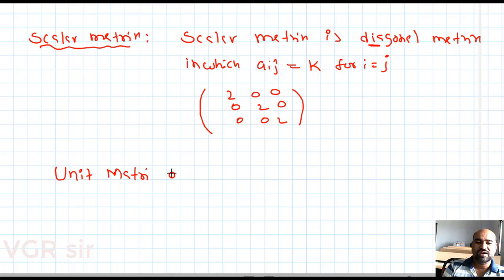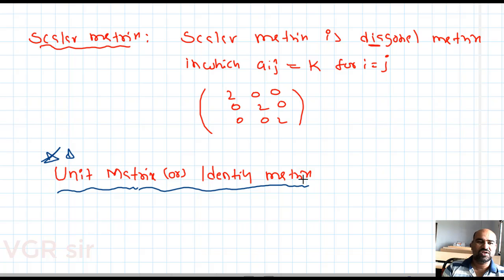Identity matrix. Very important matrix, this one. Unit matrix or identity matrix. Okay, same. A unit matrix is a scalar matrix.